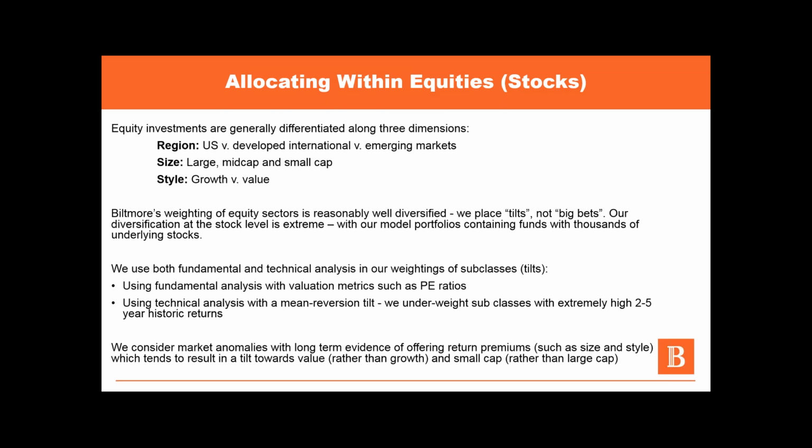And when we say a tilt, what we mean is we make relatively minor adjustments to favor one category rather than another. So for instance, in the category of size, long-term evidence has indicated that small cap stocks tend to perform better than large cap stocks and mid cap stocks. So we put a slight tilt towards small cap stocks as a general principle. Now we may change that from time to time.